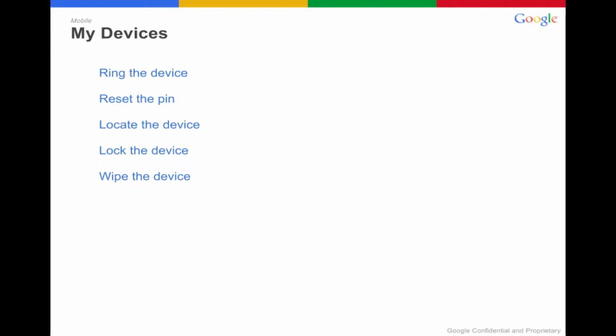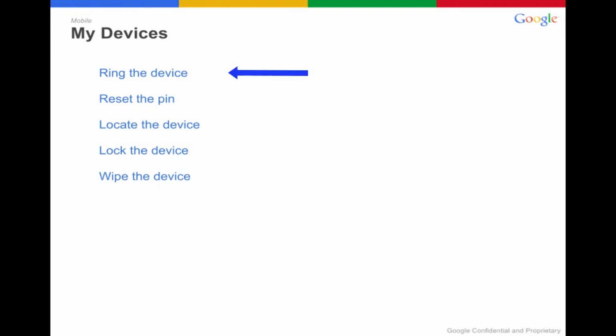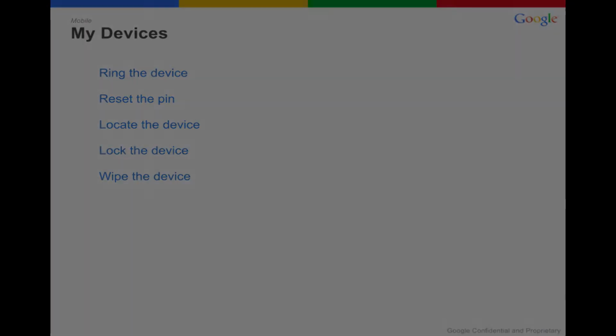In this section, we're going to take a look at the My Devices feature. The My Devices feature is an end-user feature that the user can use to perform several actions. They can ring the device, reset the PIN, locate the device, lock the device, or wipe the device. Remember, this is not for the administrator, but is actually an end-user functionality.